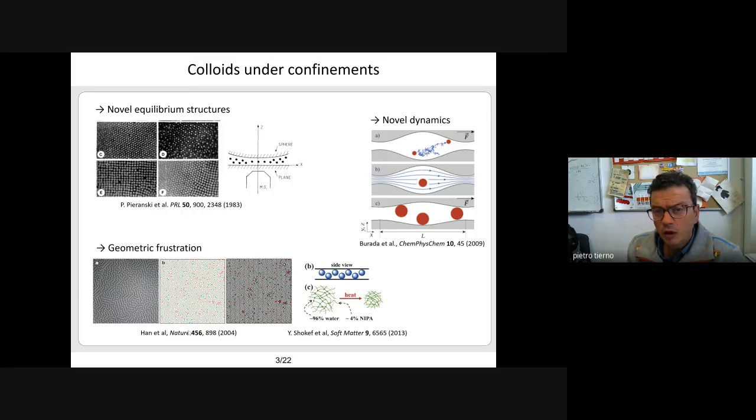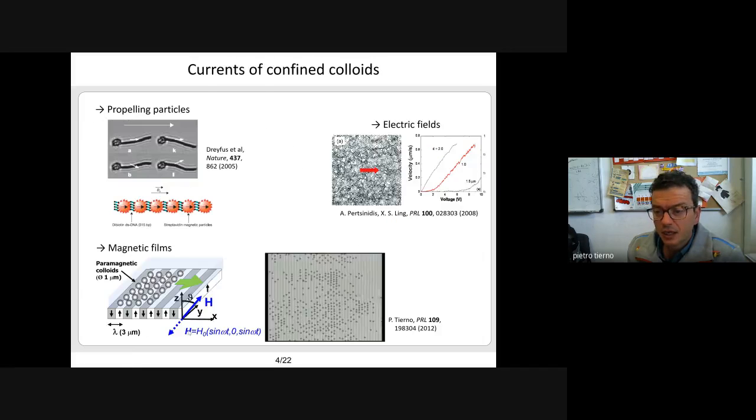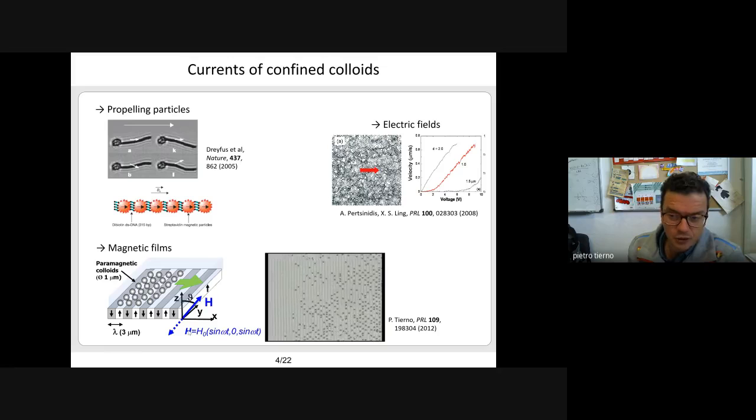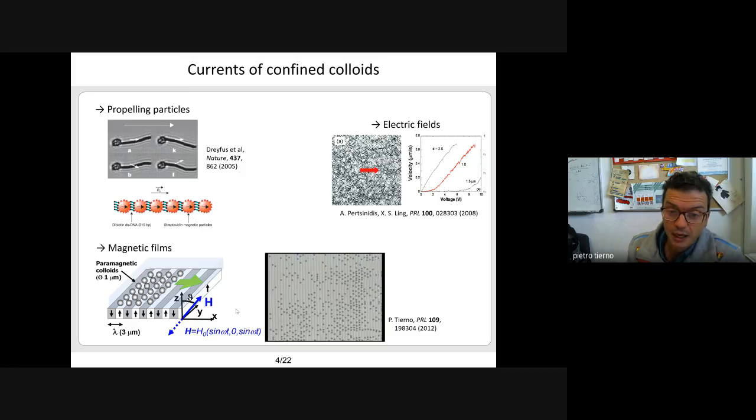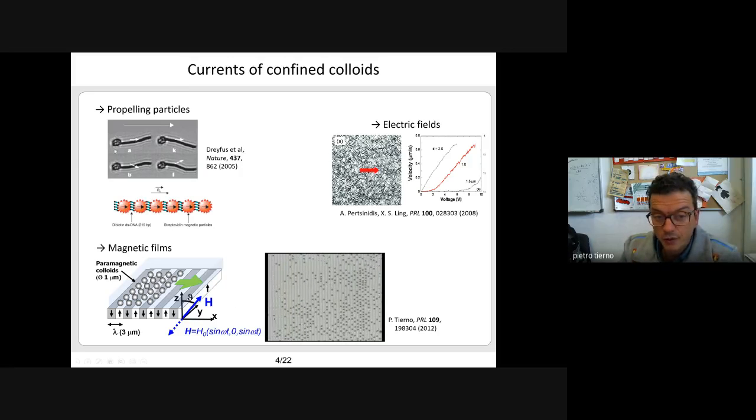So the work that I will explain today is also very interesting. This is again another example of about the same phenomenology, but here we are completely out of equilibrium. So it is very interesting to obtain currents out of confined colloids. This has been done in the past, for example, at the level of individual particles. Here we have a microswimmer that is composed of a non-magnetic head and a magnetic tail that is actuated by an oscillating field, so it shows a directed motion.